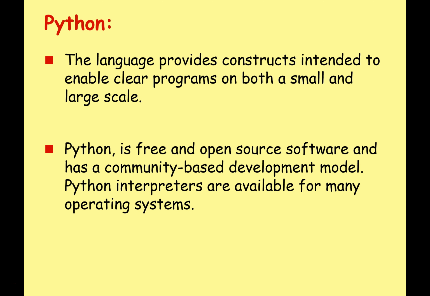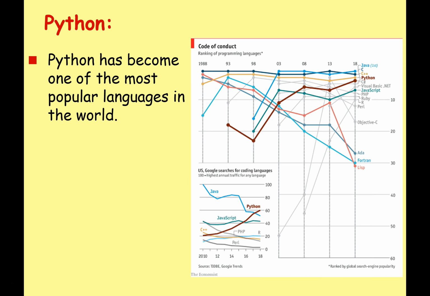The language provides the constructs intended to enable clear programs on both a small and a large scale. So you can do quick, simple programs, you can do quite advanced programs with it. It's free, it's open source, it's got a community-based development model, so you can find it on many different systems. All right, Python is a really great language for learning programming, but it's also useful if you're a more advanced programmer as well. It's very popular.